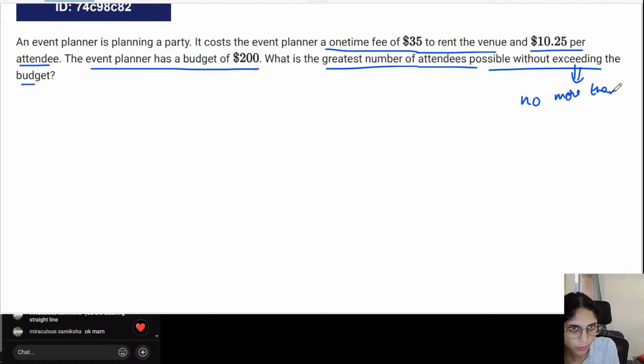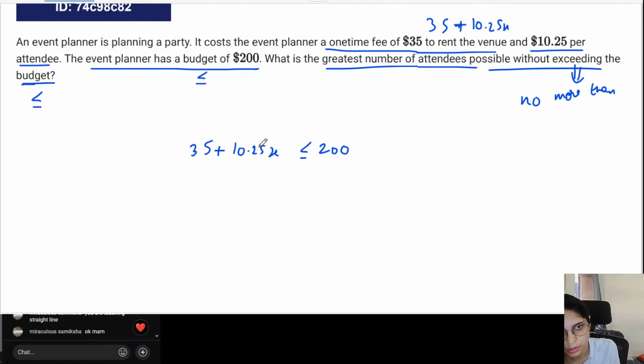And whenever they're talking about budget also means less than or equal to because you have to stay within the budget. So it is less than or equal to 200, and how much there? There's a one-time fee of 35 and 10.25 per attendee, so 10.25x. So 35 plus 10.25x is less than or equal to 200, because you're having a budget. So you have to find the greatest number of attendees, so you have to solve for x.